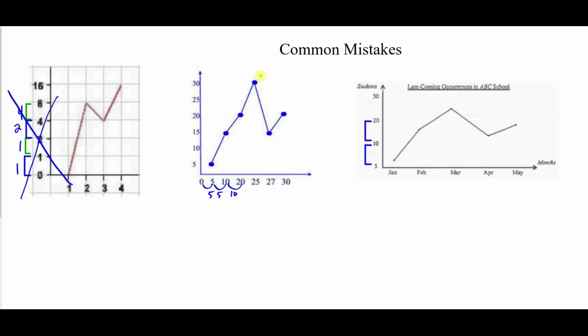Also, we have connected the dots. Again, our scale is not consistent. We have one block representing 5 and the next one representing 10.